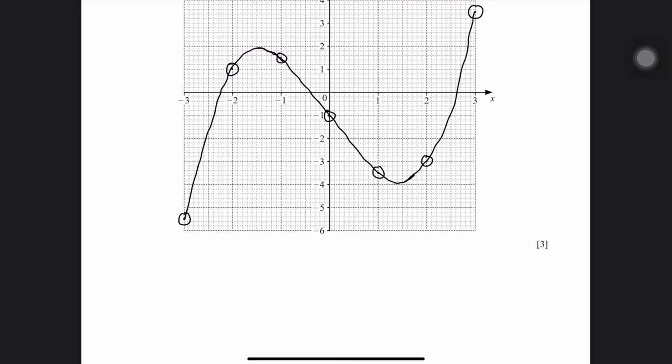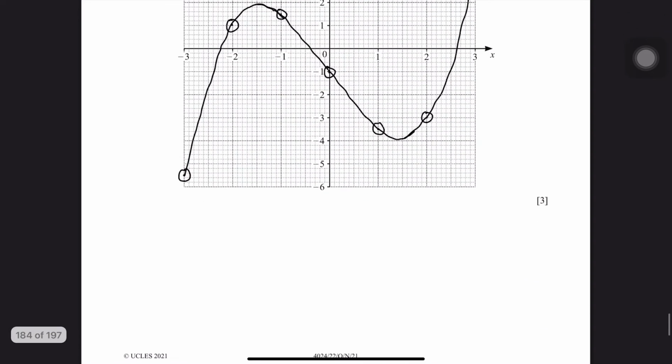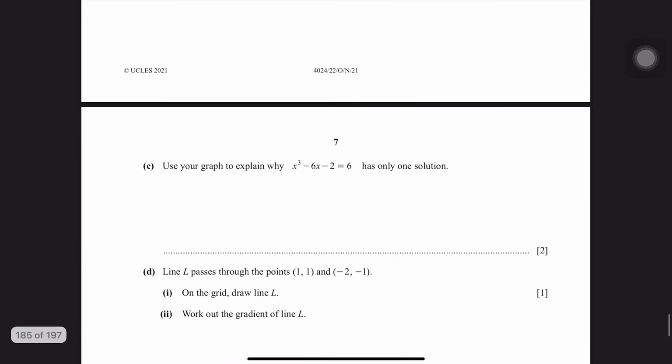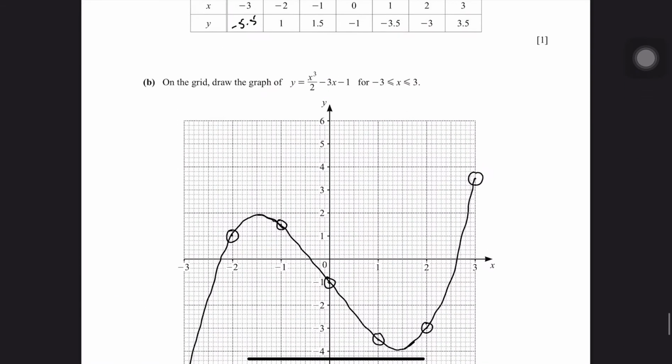Okay, so this is the graph, although it's a little wavy because I'm drawing it on the screen. Use your graph to explain that the equation has only one solution. Okay, this has exactly one solution.